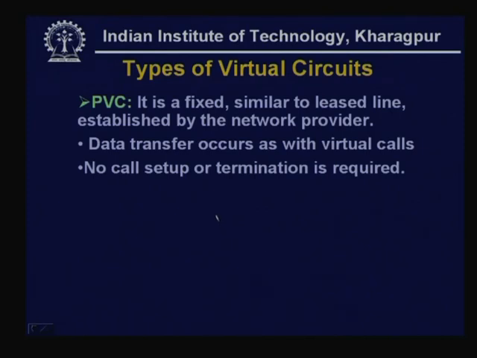Now, there are 2 types of virtual circuits, which we already know about, and which are also used in X.25. One is known as PVC, or permanent virtual circuit, which is somewhat similar to a leased line used in the telephone network. That means the line always exists, and there is no need to dial to set up the link. So, it differs from the dial-up link.